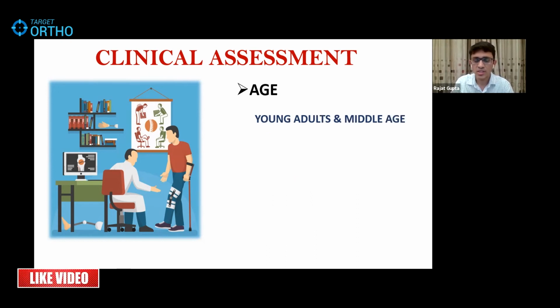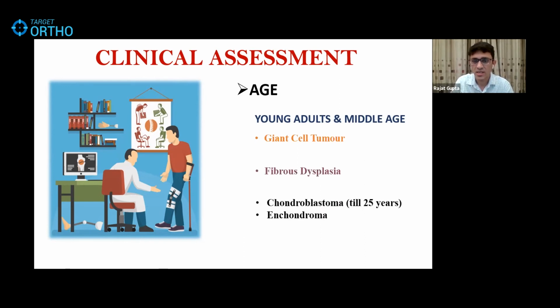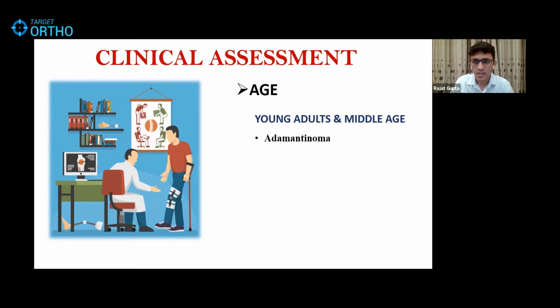So coming to the second age bracket, which is young adults and the middle age, the most common is the giant cell tumor, as we all know. And in the case of a fibrous lesion, it could be fibrous dysplasia, or in a chondroid lesion, it could be chondroblastoma, but it's usually only till 25 years of age, or it could be enchondroma. And coming to the malignancies in this age group, it could be adenocarcinoma or a chondrosarcoma, but chondrosarcoma usually comes in middle age or after middle age in the elderly population.